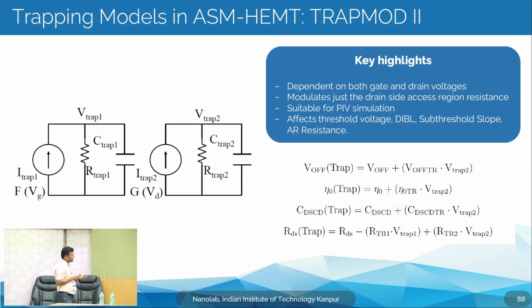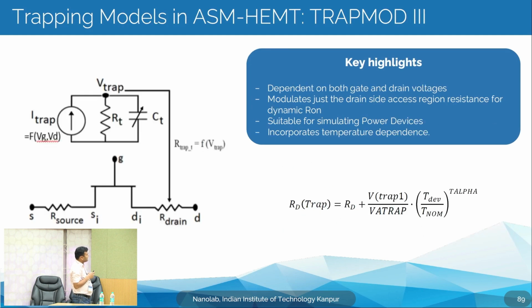Then the second option is where it has both gate and drain voltage dependence. It is especially suitable for pulsed IV simulation, right, and it modulates the drain side access region resistance and the parameters in the subthreshold region, which is the VOFF, DIBL and the CDSCD. And the third one is mainly for the power device. It depends on both gate and drain voltage, and it modulates the access region drain side resistance.